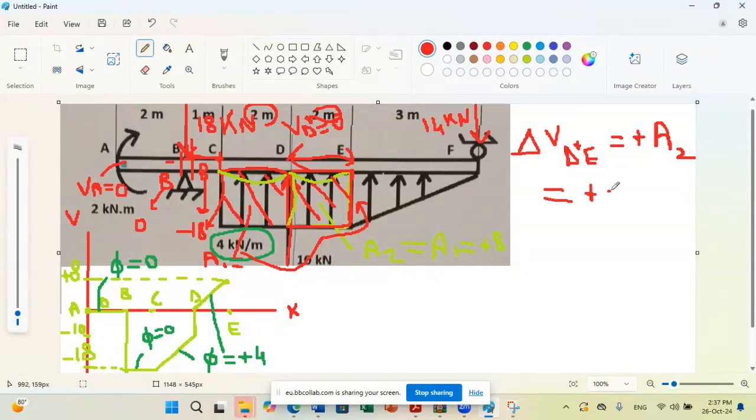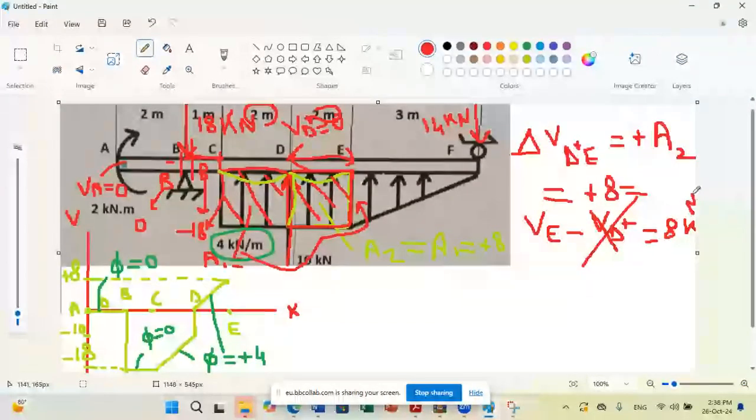And you can write that delta V from D plus to E is equal to the shear at point E minus the shear at D plus. And since we have demonstrated that V at D plus is 0, we can deduce the shear at E. The shear at E is 8 kilonewton. Okay? Clear? Okay, thank you.